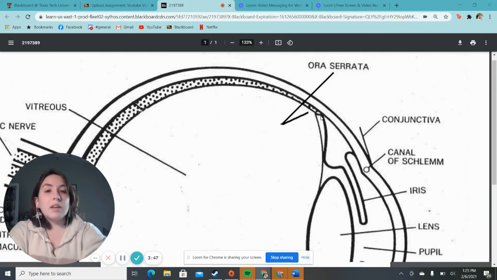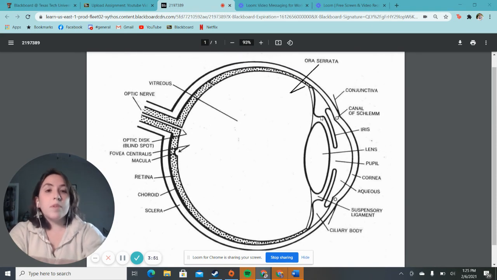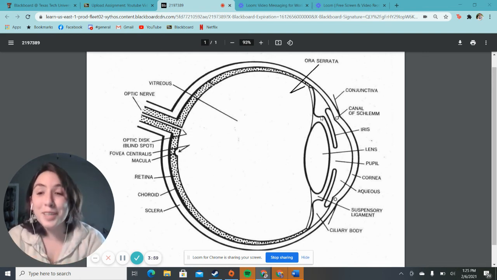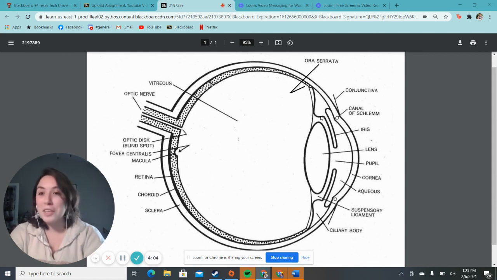So that sums up the 18 structures of the eye. The fun fact that I wanted to share was that the cornea is the only transparent tissue in the eye, which I thought was very interesting. The only transparent tissue in the body, which I thought was very interesting.